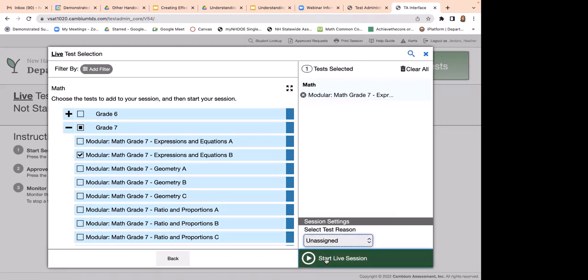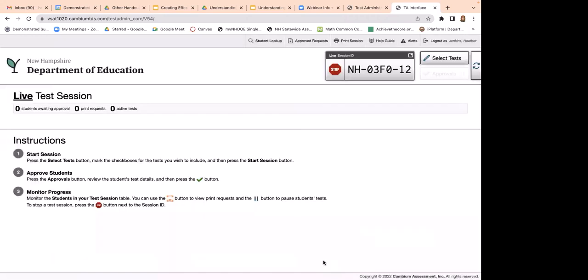As soon as I choose the test reason, I click Start Live Session, and this should look pretty familiar to you if you've ever administered these summatives or a modular or whatever. This is your test session ID, so students will need this, and they will also need their test ticket items, so their SSID and their spelling of their first name, to be able to log in, and then you give them this session ID. So those are the 3 pieces of information they need.